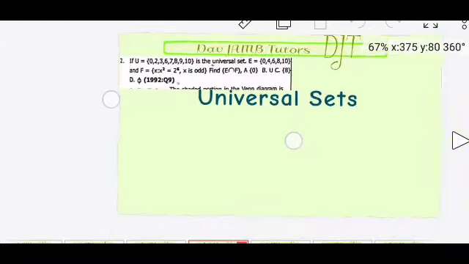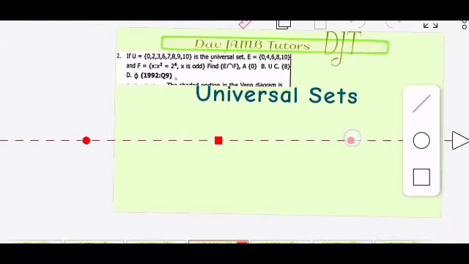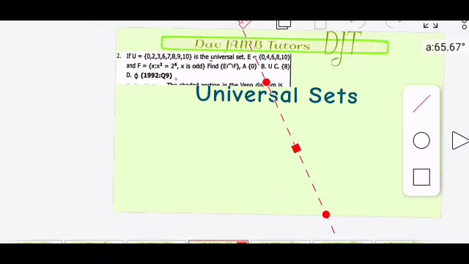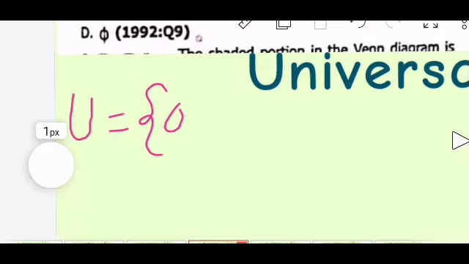Let me first read a line here. Okay, after doing that, let me write the universal set out. Universal set equals, opening our curly brackets, 0 to 3, 6, 7, 8, 9, 10. So that is our universal set.